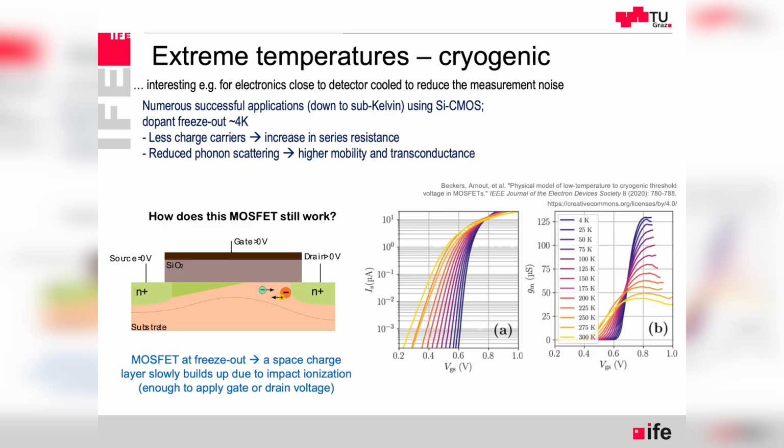And somebody might ask, so how does it still work at low temperature where we go? So this is 4 Kelvin. And that's about the level of freeze out. And I'm talking here about even sub-Kelvin operation.